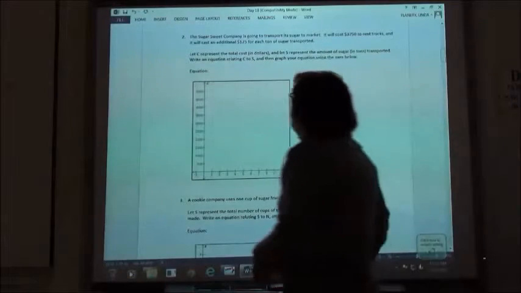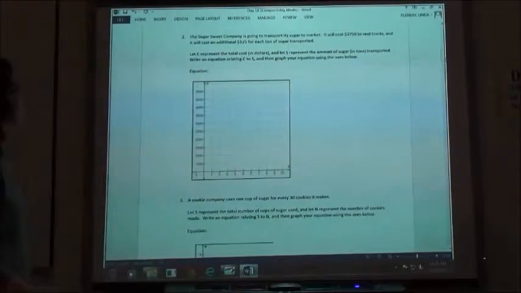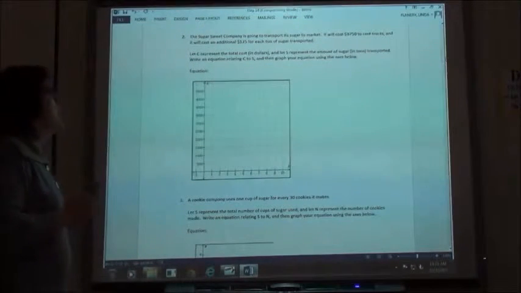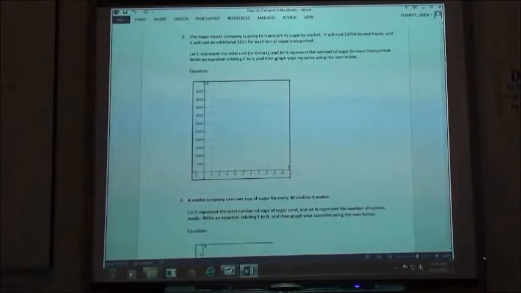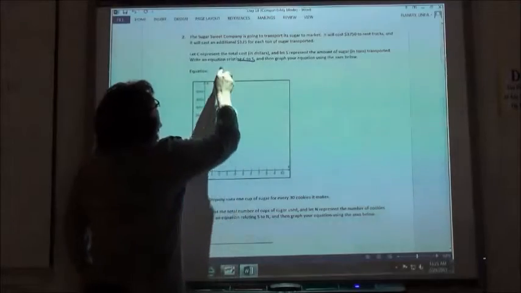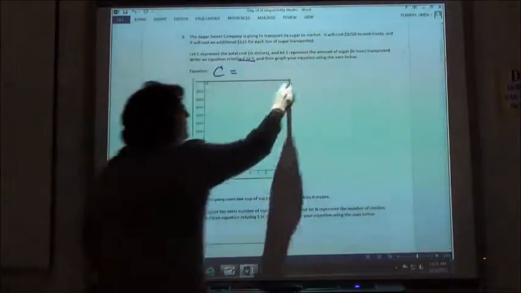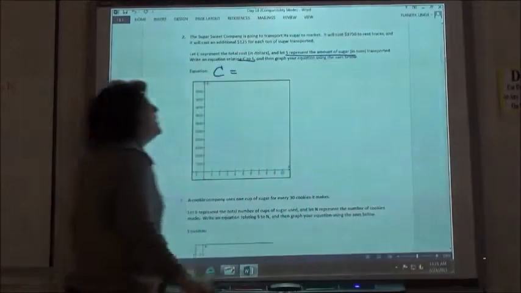Number 2 says the Sugar Sweet Company is going to transport its sugar to market. It will cost $3,750 to rent trucks, and it will cost an additional $125 for each ton of sugar transported. Let C represent the total cost in dollars and S represent the amount of sugar in tons transported. Write an equation relating C to S. So again, relating C to S means I'm going to have C equals something with my S in it. The S is representing the amount of sugar in tons.